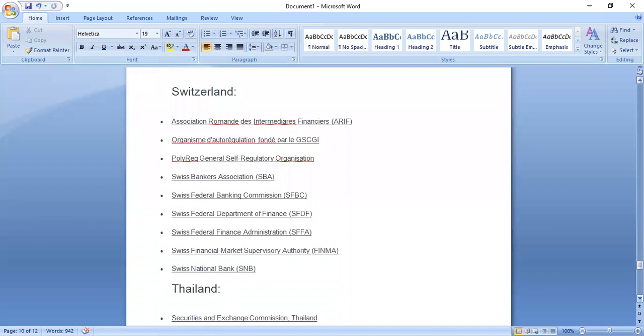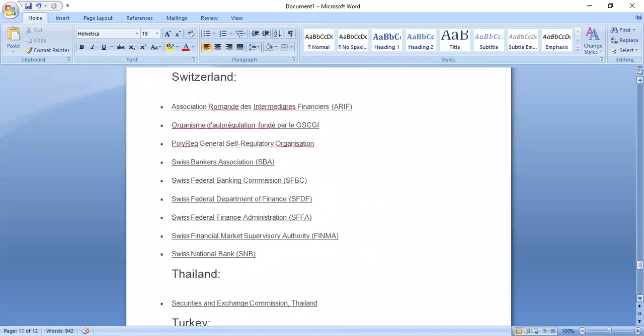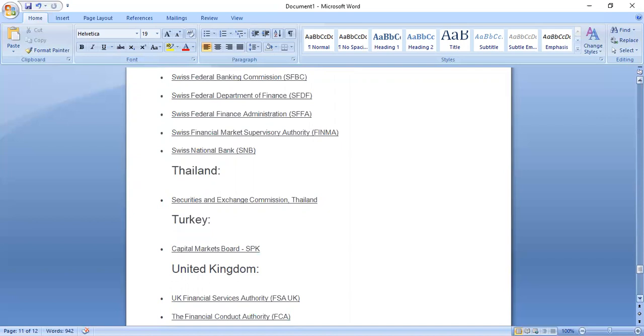Now in Switzerland, we have the Association Romande de Intermédiaires Financiers. And then we have Organisme d'autorégulation fondé par les GSCGI, the Polyrec General Self-Regulatory Organization, Swiss Bankers Association, Swiss Federal Banking Commission, Swiss Federal Department of Finance, and then Swiss Federal Finance Administration, Swiss Financial Market Supervisory Authority, and then Swiss National Bank. So these are all supervisory agencies.